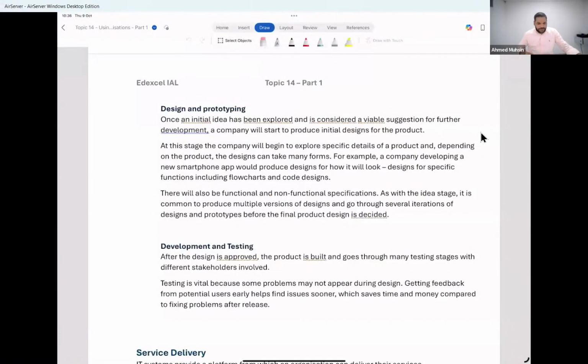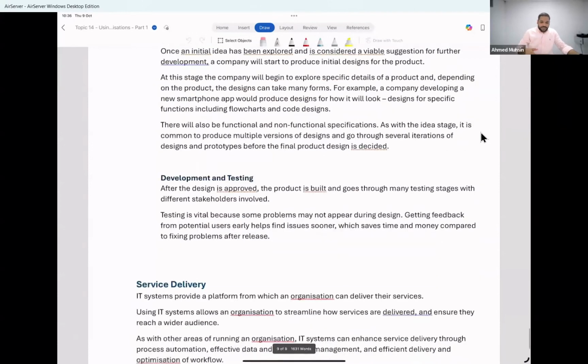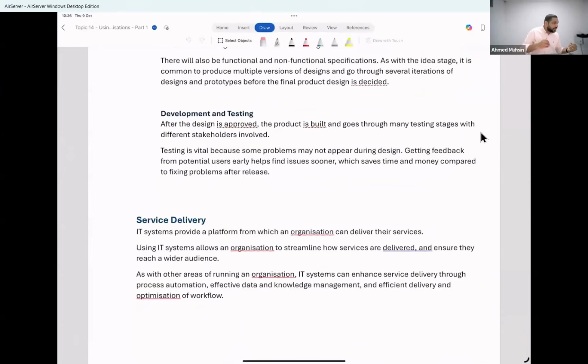And then guys, our final part of using IT systems in organization is service delivery. Service delivery or product delivery. You now have to hand over the product, or you have to hand over your service to your client, to your customer. How can IT be used to fulfill it? Can you guys come down to service delivery? Okay. IT systems will provide a platform which an organization can deliver their services.